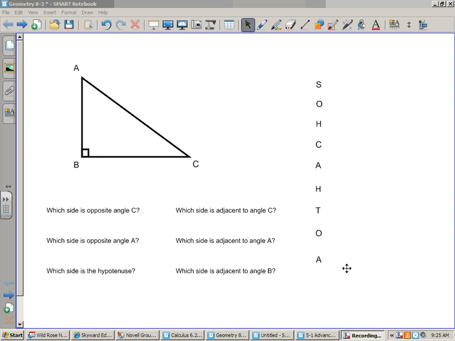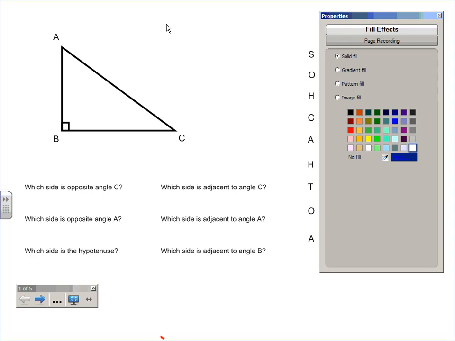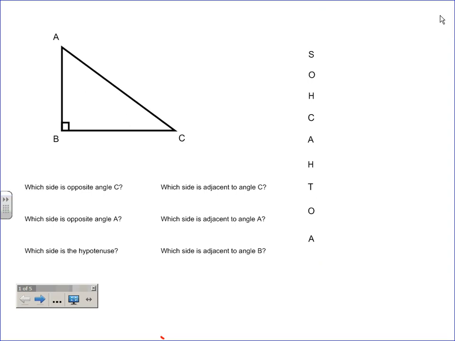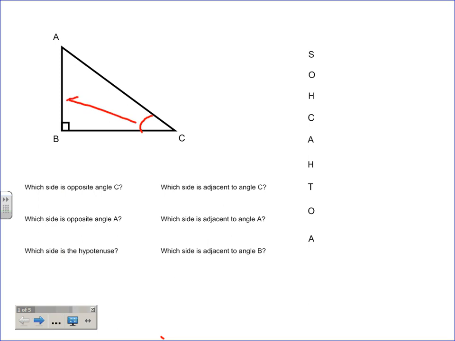All right, so SOHCAHTOA is going to help us a lot with trigonometry. But let's do these few questions right over here first to get us started. Here it says, which side is opposite angle C? If we're sitting there at angle C, which side would be considered opposite that angle? Well, opposite that angle is the one over here, so you could say segment AB is the side that is opposite.